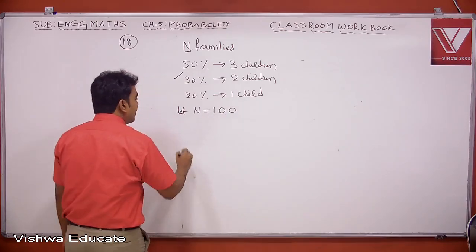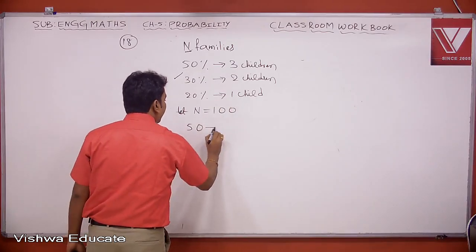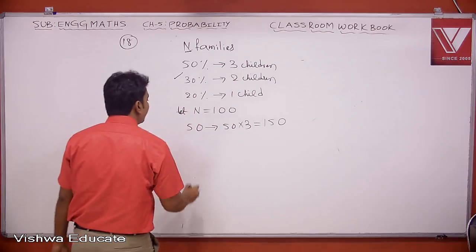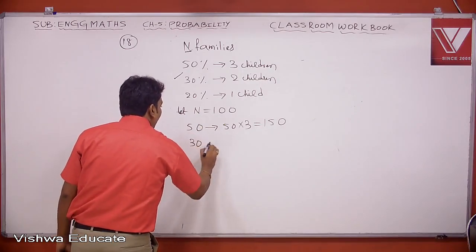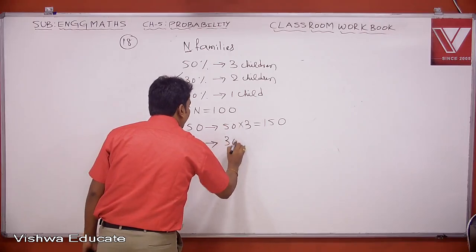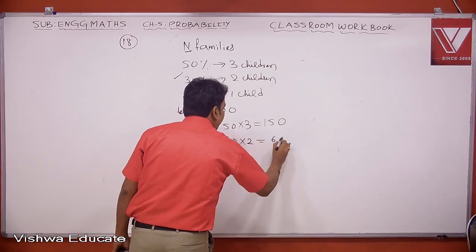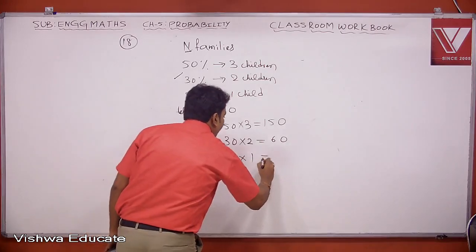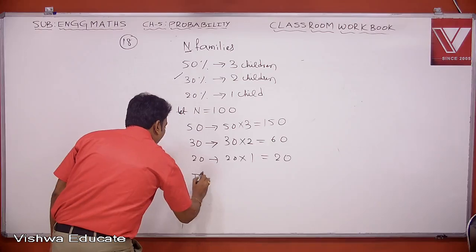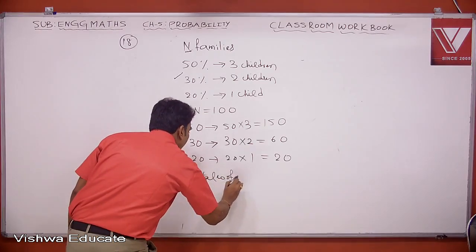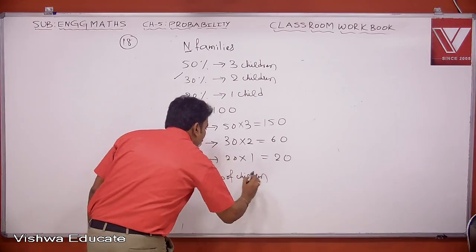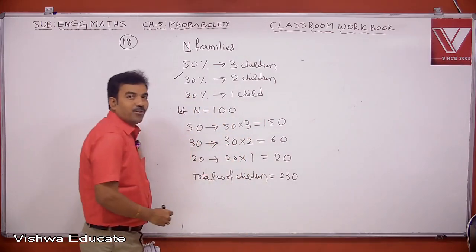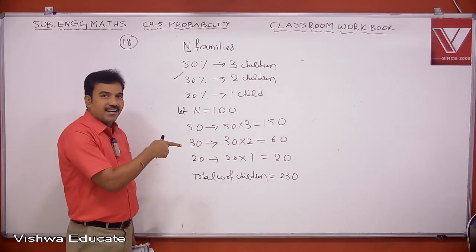With n value 100, 50 families have 3 children, so 50 into 3, which is equal to 150 children. 30%, that means 30 families, have 2 children. 30 into 2 is 60. Now the remaining 20 families have 20 into 1, which is 20. Therefore the total number of children is 150 plus 60 plus 20. This is 230. So in the overall group, there are exactly 230 children.